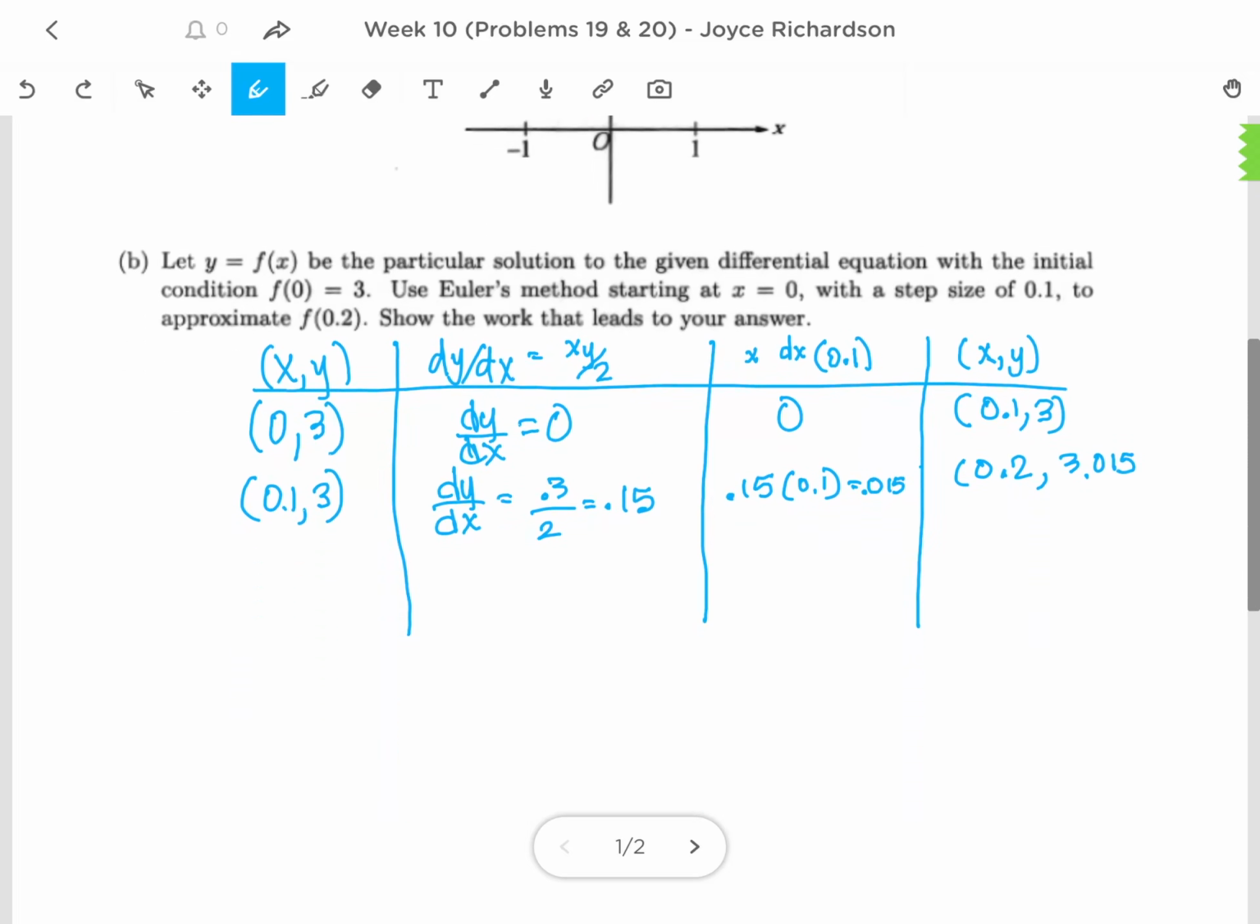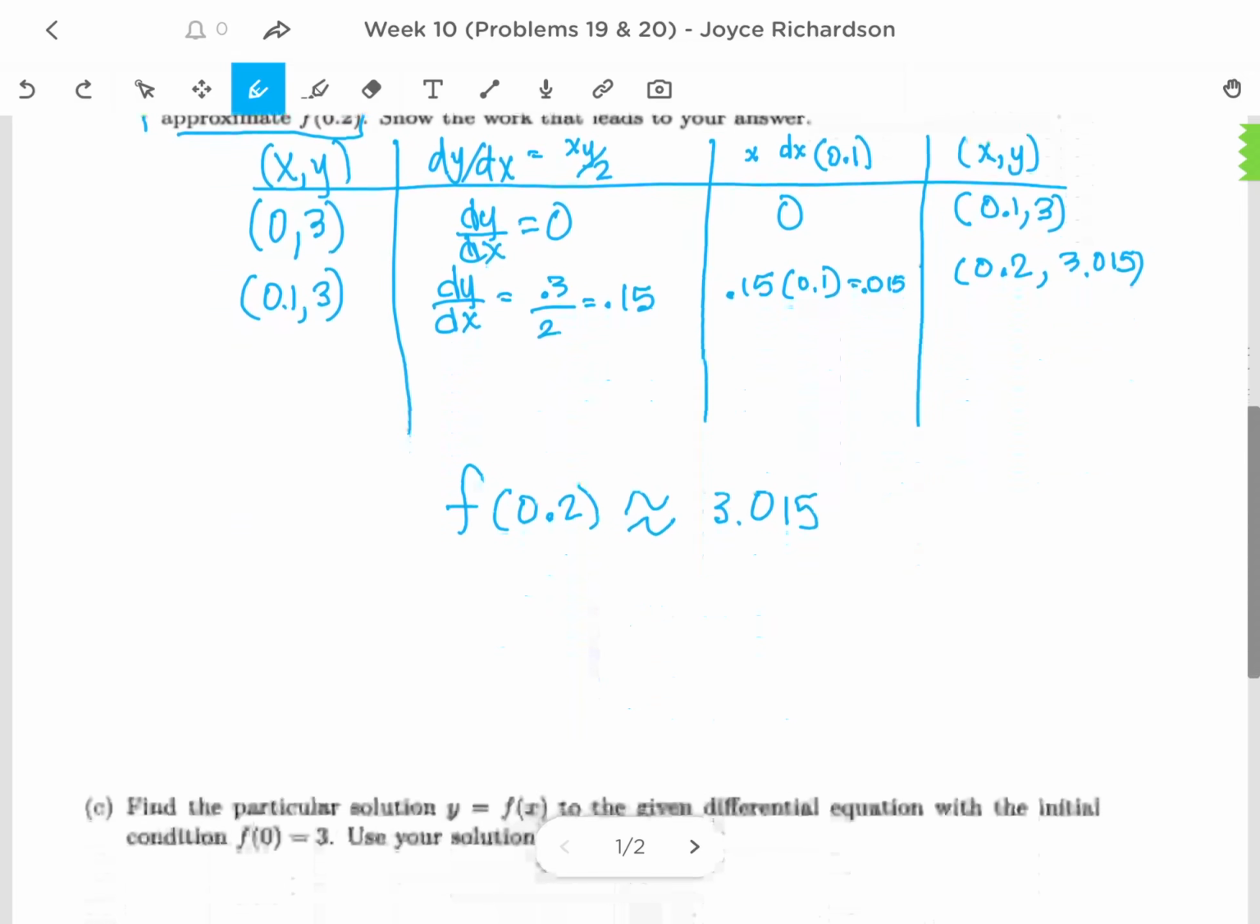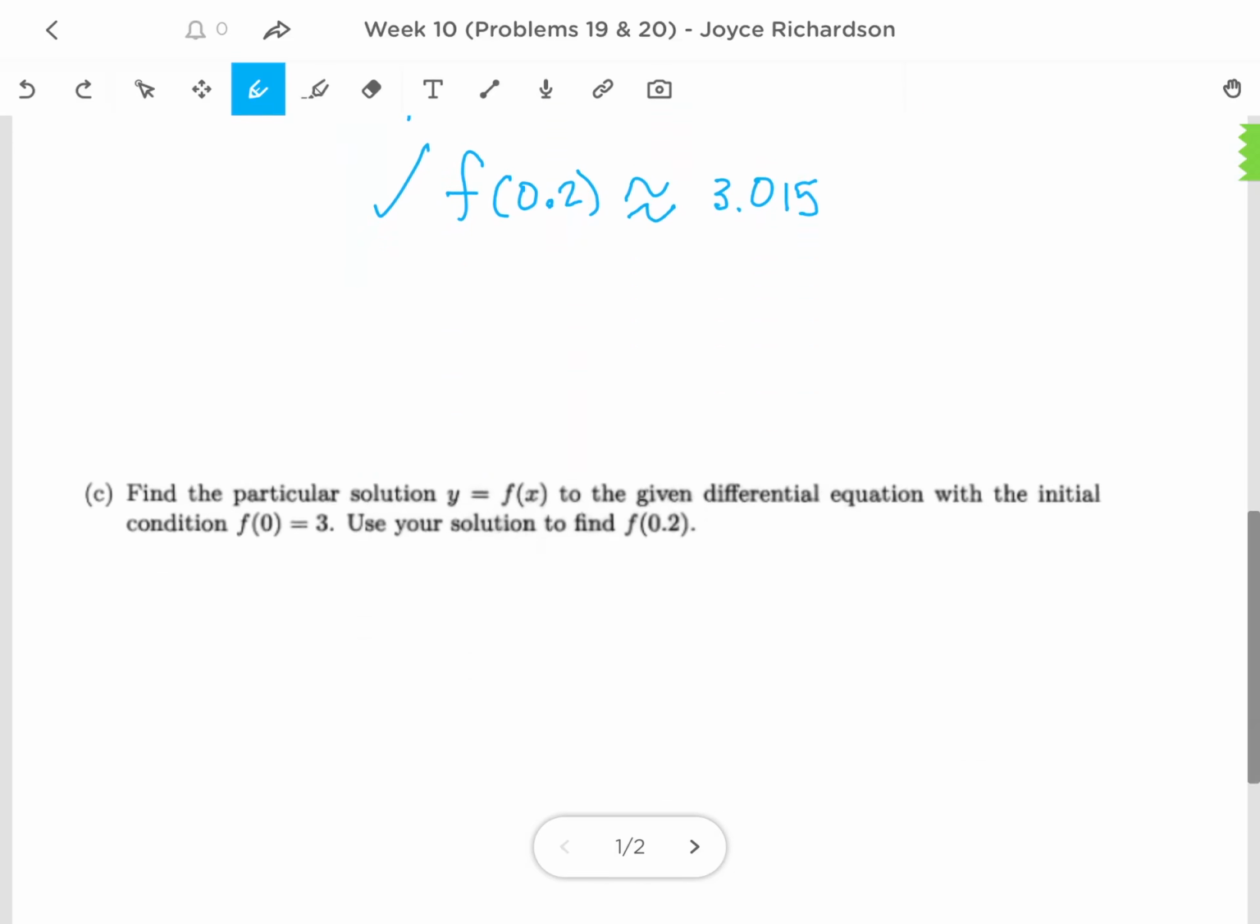We're not leaving the table as our final answer. We were asked to approximate f(0.2), so I will write f(0.2) is approximately 3.015. Okay, so that's how you got your full points with Euler. First of all, you have to make sure that you have the approximate, and you need to have that there. For part C, it asks for a particular solution y = f(x) to the given differential equation with the initial condition.